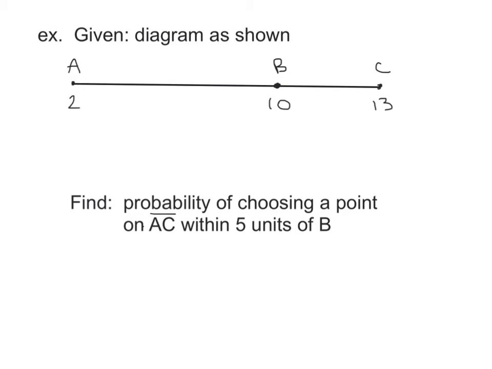Here's B. If I go 5 units to the left of B, I'm going to be right there, that's where 5 is. If I go 5 units to the right, I'm going to be over here somewhere at 15. Clearly this part over here can't count. It's not on my number line. I have to be on AC, remember. So I'm going to cut this off at point C, so it goes from 5 to 13. That's my winning section.